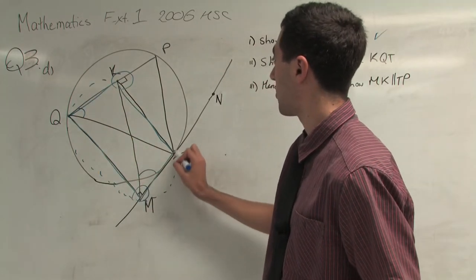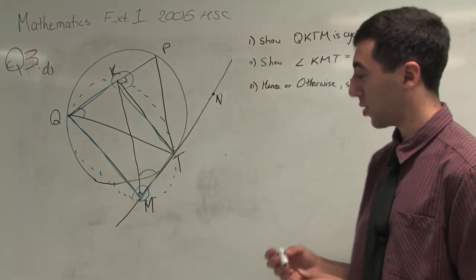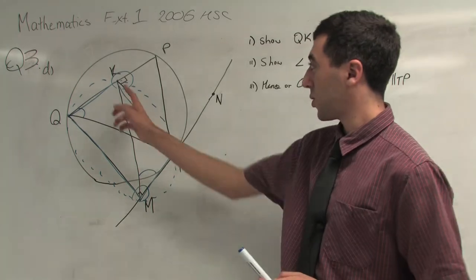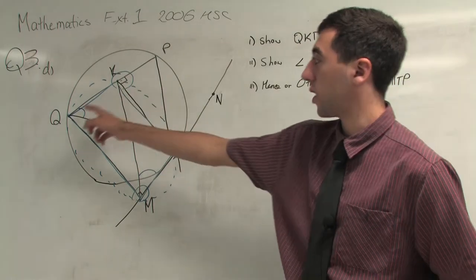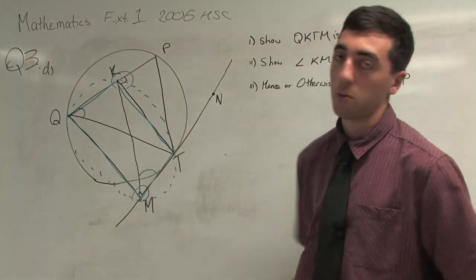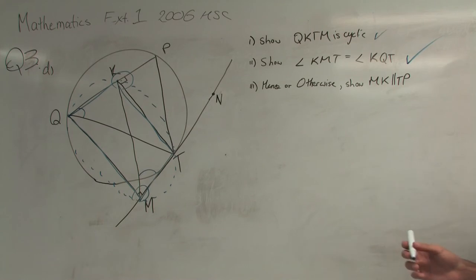So if you imagine there is a circle here that houses these 4 points. It's not a very good circle, but it will do. So as you can see, same chord or arc, and since these angles are subtended from the same arc, they must be equal. So we have shown that KMT is equal to KQT.